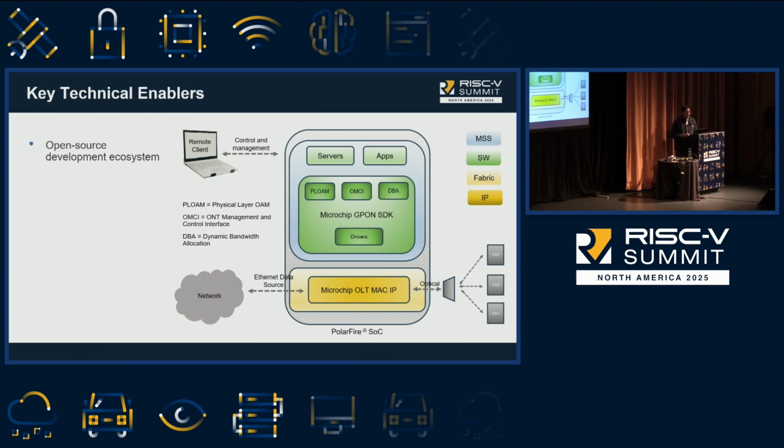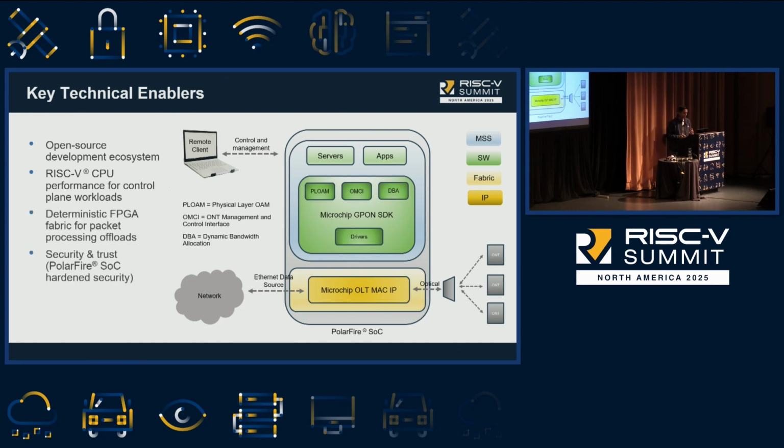So the key technical enablers for the solution: the entire stuff is open source. The IP is in the IP catalog, while the software becomes part of the Linux for Microchip, which is again open source. The RISC-V CPU performance comes into the picture for the control plane workloads. We'll look into it in a bit more detail in the coming slides. And the FPGA comes in for the packet processing offloads. The security and trust is deeply built into the PolarFire SoC.